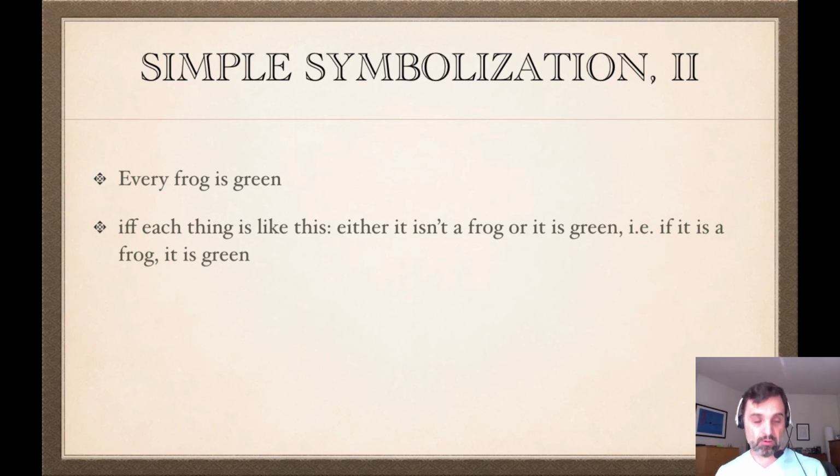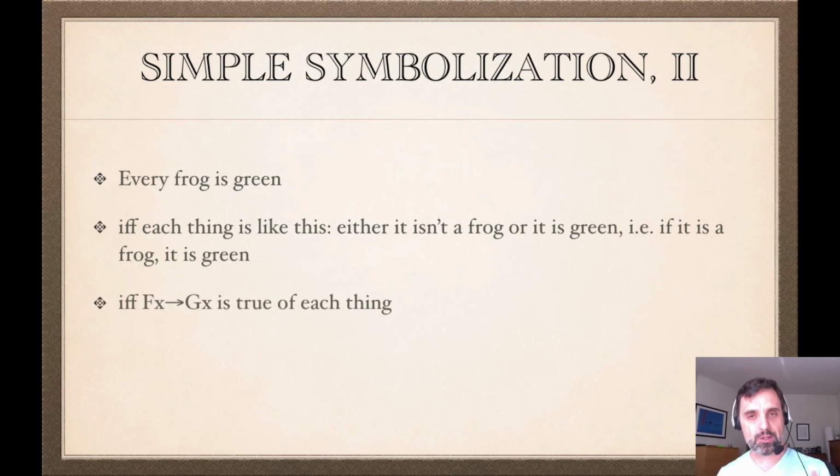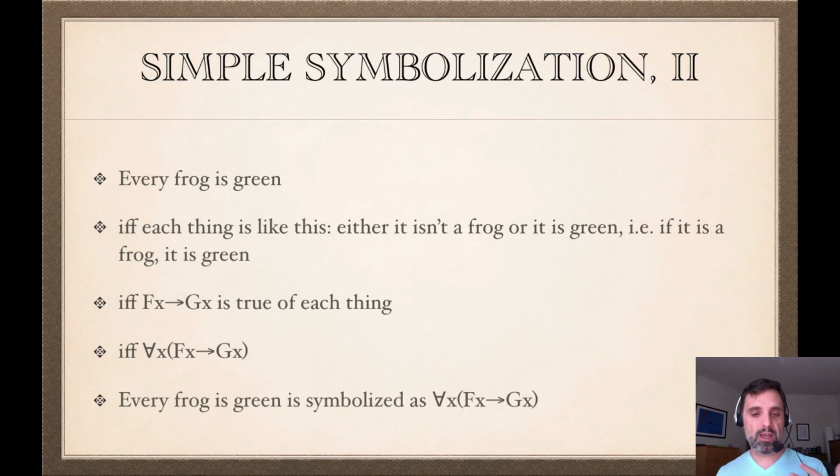So we could think of every frog is green as saying each thing is such that if it's a frog, it's green. And so that would be saying if Fx then Gx is true of each thing, and that is for all x, if Fx then Gx. So we want to say every frog is green is symbolized as for all x, if Fx then Gx. And again, it's not if for all x, Fx, then for all x, Gx. We have one quantifier that has scope over all of if Fx then Gx.